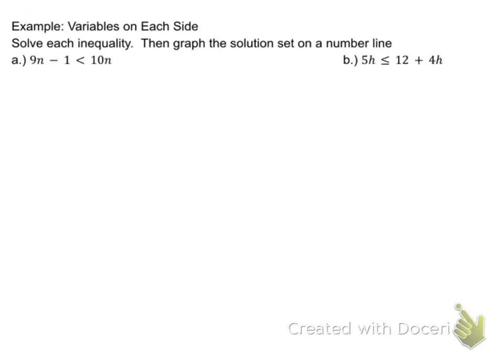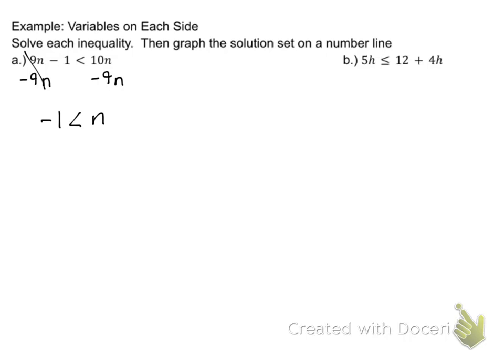The last one is I want you to solve the inequality and graph it. This is what happens if there are variables on both sides. Just gather up your like terms. What's smaller, 9n or 10n? So remember, when we talk about variables on both sides, we try to move the smaller variable, which means subtract 9n from both sides. Negative 1 is less than 1n, or n.